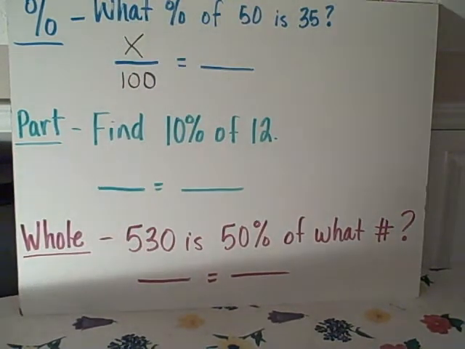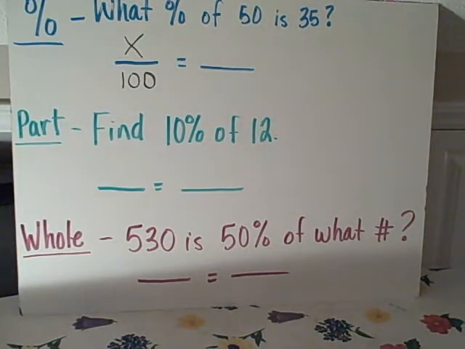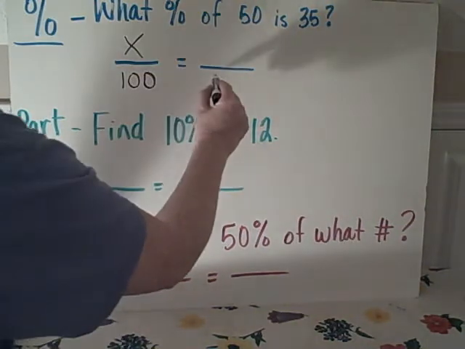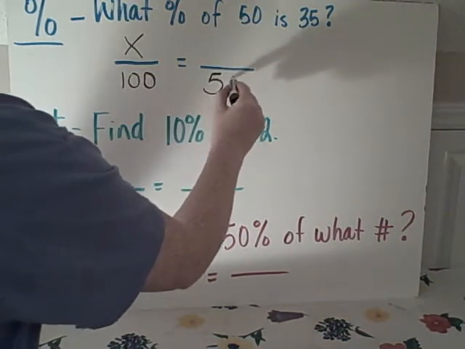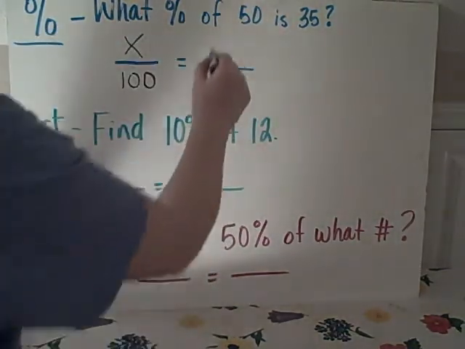Then I'm going to look to see. Here's that little word of. There's the little word is. Remember, we said that of goes with the whole, and the whole will go in the denominator. And is goes with the part, and part goes up in the numerator.